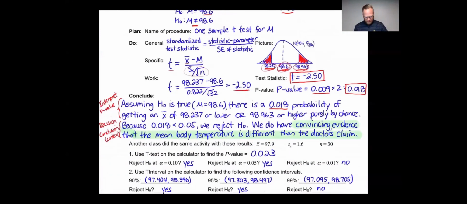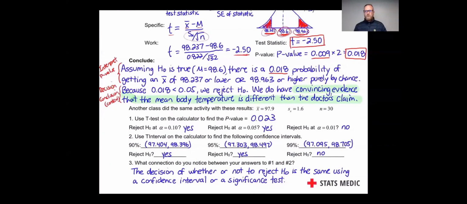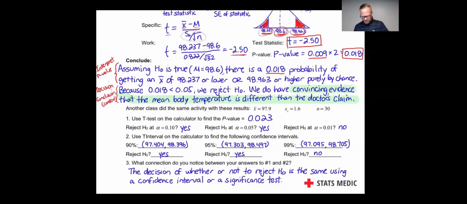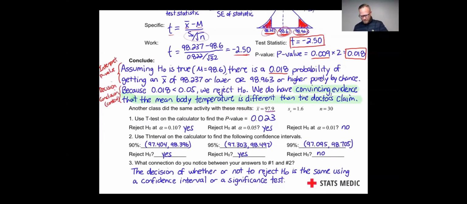Now let's check out the second part of the activity here, where you were given some class data from a different class. So they have a new statistic now of 97.9, new standard deviation, and this was a class of 30. And you used your calculator in order to find the p-value there. And we got a pretty small p-value of 0.023.